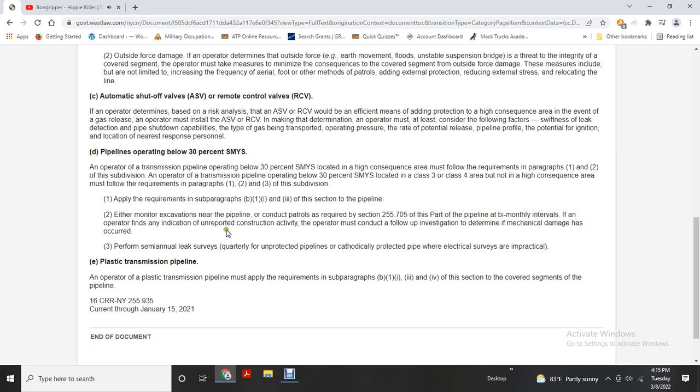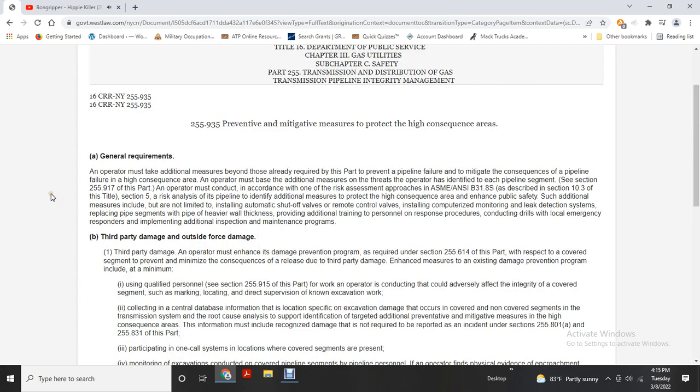If any of the operator indication of the unreported construction activity, operator must conduct a follow-up investigation, determine the mechanical damage has occurred, perform a semi-annual leak survey, quarterly unprotected pipelines, cathodically protected pipe, where electrical surveys are impractical. Plastic transmission pipeline operator, plastic transmission must apply requirements subparagraph B1, 1, 3, and 4 of the section covered segments of the pipeline. 935, preventive and mitigative measures to protect high consequence areas.